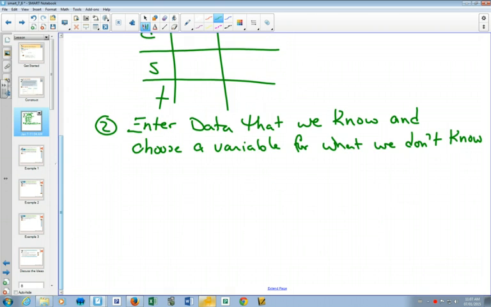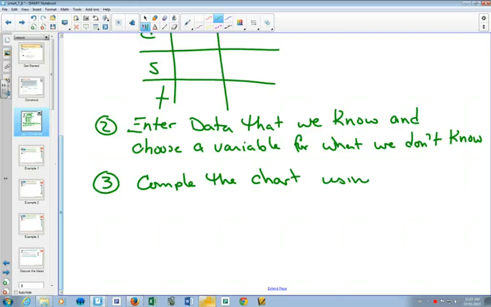So often after you've chosen a variable for what you don't know, you might still have 2 sections of this chart not completed. What you're going to do in number 3 to complete the chart is use your formulas for distance, speed, and time.